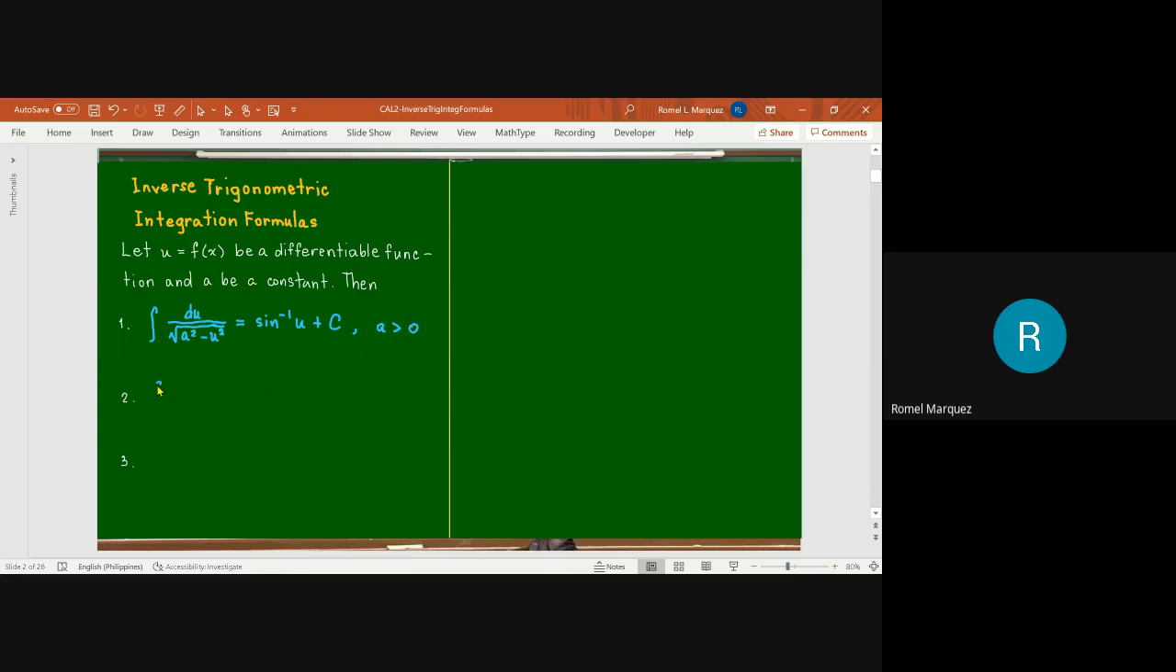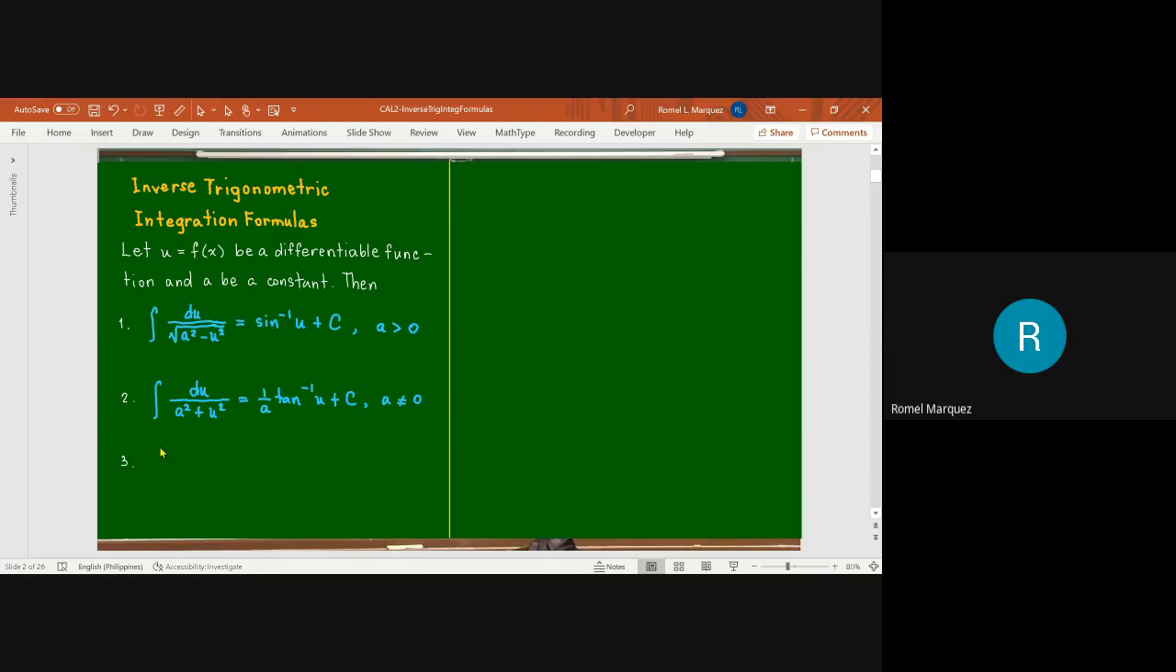And then the second one, if you have integral of du over a squared plus u squared, so meaning sum of a constant squared and a function squared, if that is the integrand, it is equal to 1 over a arctangent, inverse tangent or arctangent of u plus c. So here we assume that a is not equal to 0. Okay?